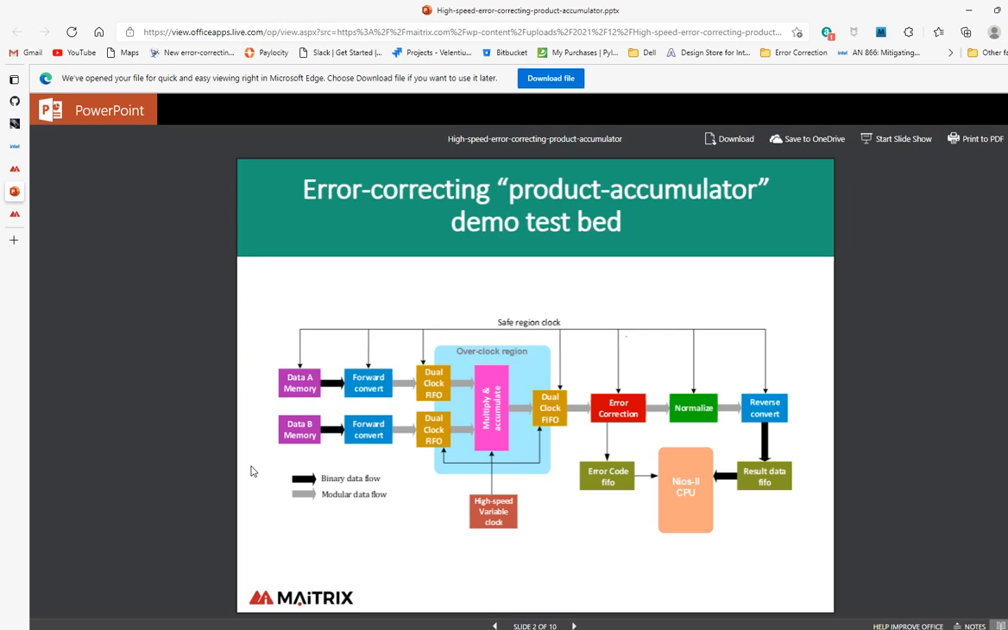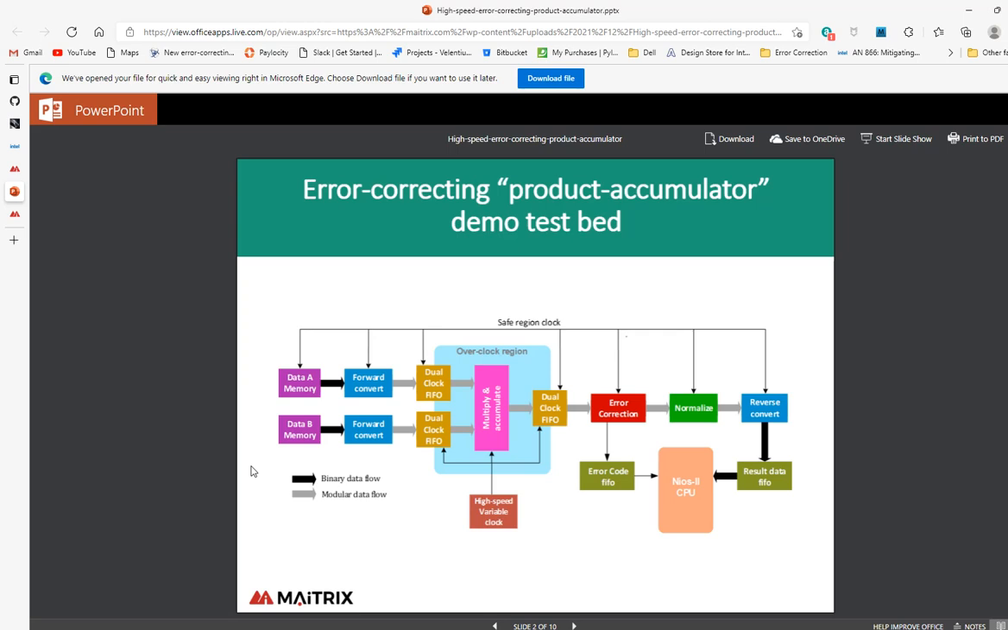The overclocked region can accept data from dual clock FIFOs, and once the multiply and accumulate process is complete, can send the completed product summation to the dual clock FIFO on the right of the light blue area. Once these answers have been accumulated into the answer dual clock FIFO, they can then be sent to an error correction unit shown in red. The error correction unit is capable of correcting any single digit error in the multiply and accumulate answer, which are dot products.